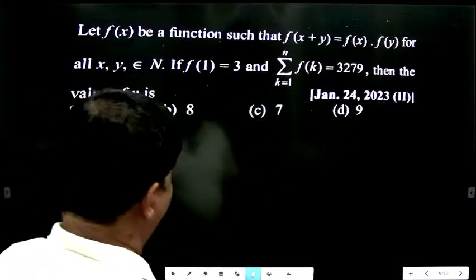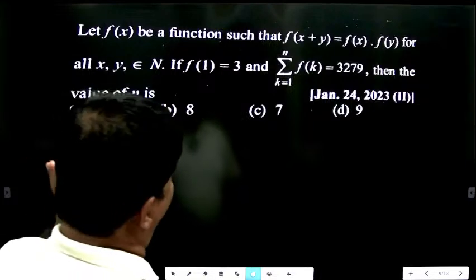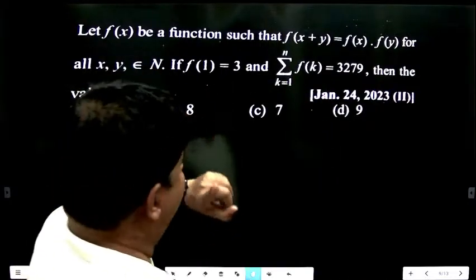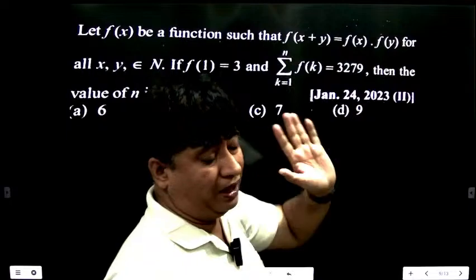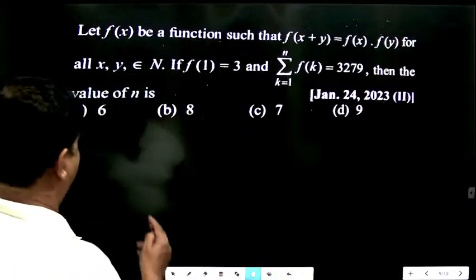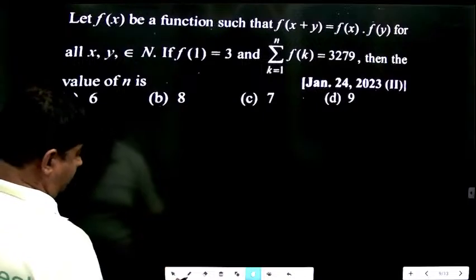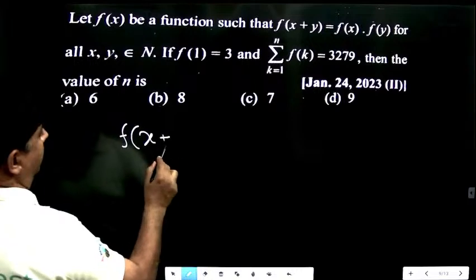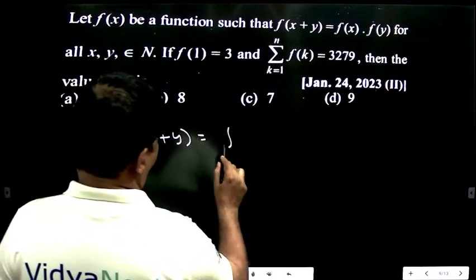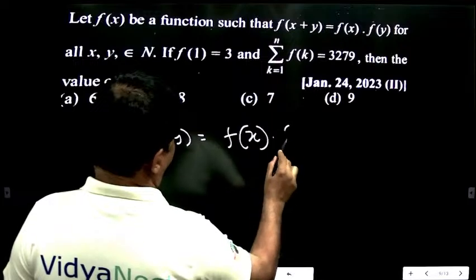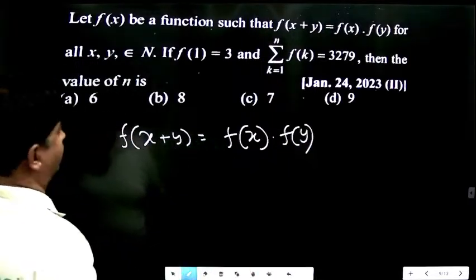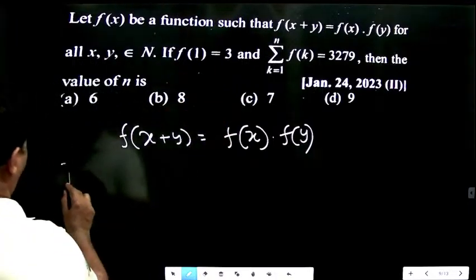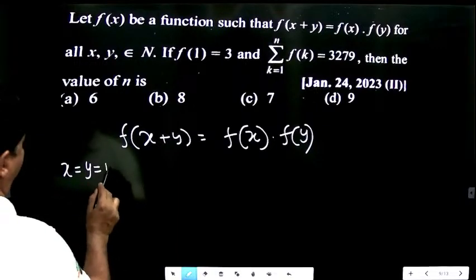Okay. देखो, फर्स्ट ऑफ ऑल हमको इसको यूज करना पड़ेगा. x, y क्या है? नेचुरल नंबर. तो x और y के जगह में हम जीरो और माइनस नहीं पुट कर सकते. देखो, f(x plus y) is f(x) into f(y). Now f1's value is given, so I will put x, y is equal to 1.